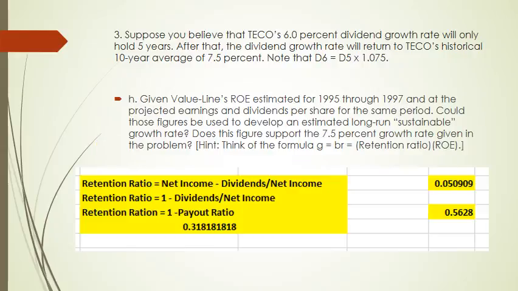For Part H of question 3, it asks, could those figures be used to develop an estimated long-run sustainable growth rate? Does this figure support the 7.5% growth rate given in the problem? Based on the calculations of my retention ratio that I got of 5.35%, the figure should not be used. It is significantly lower when compared to the growth rate of 7.5%. In the long run, these figures would develop an inaccurate estimate of the sustainable growth.